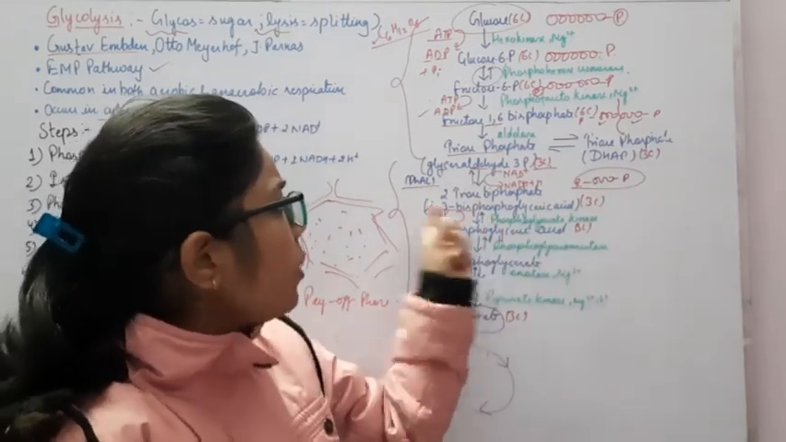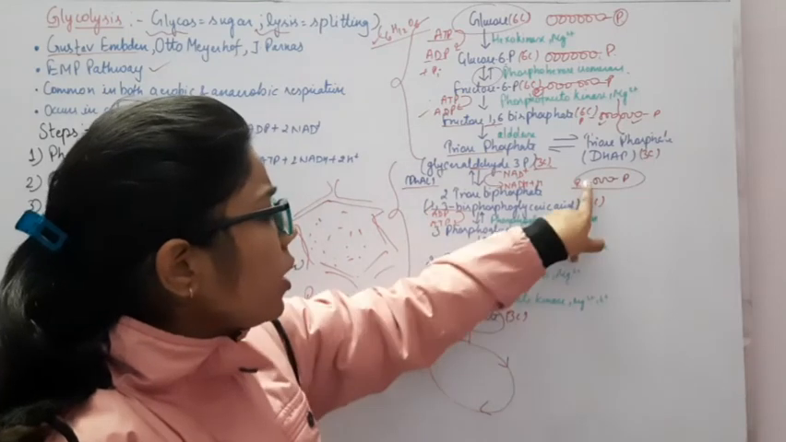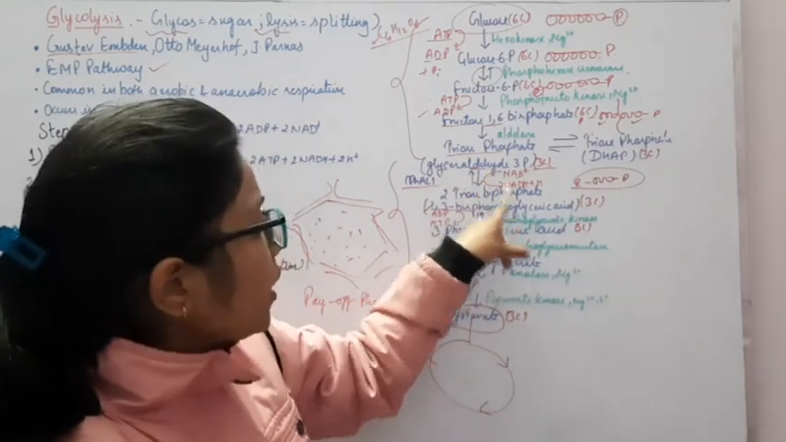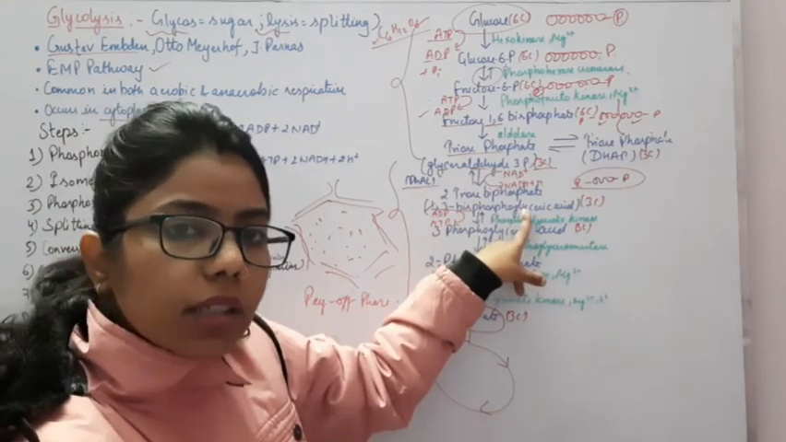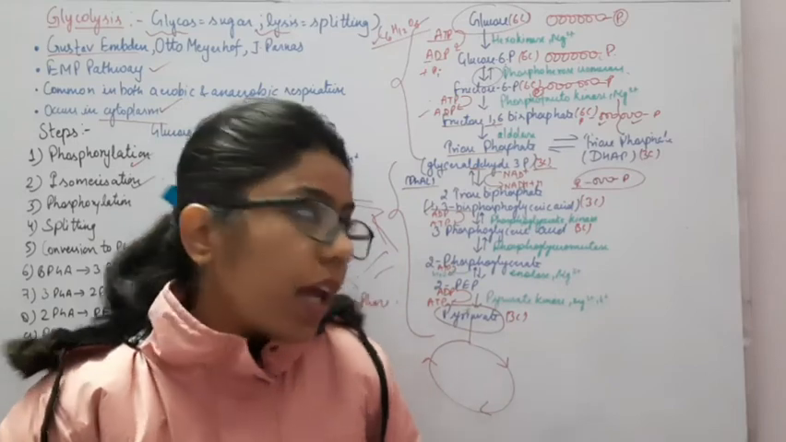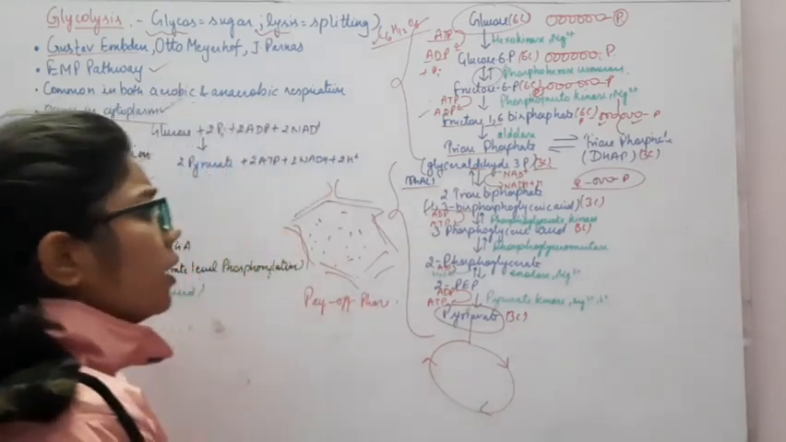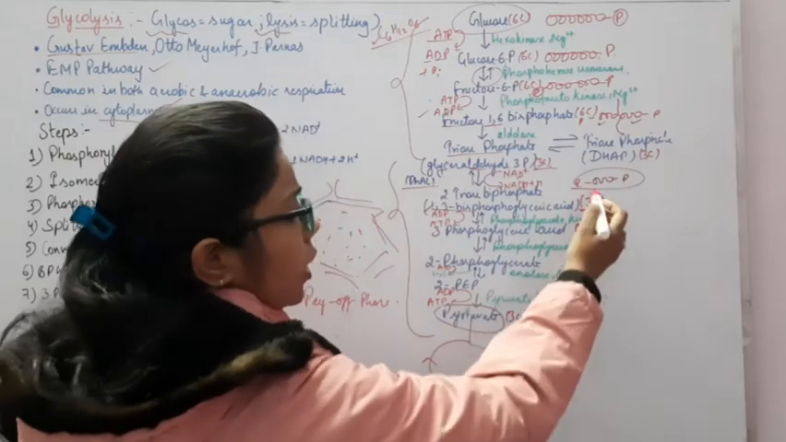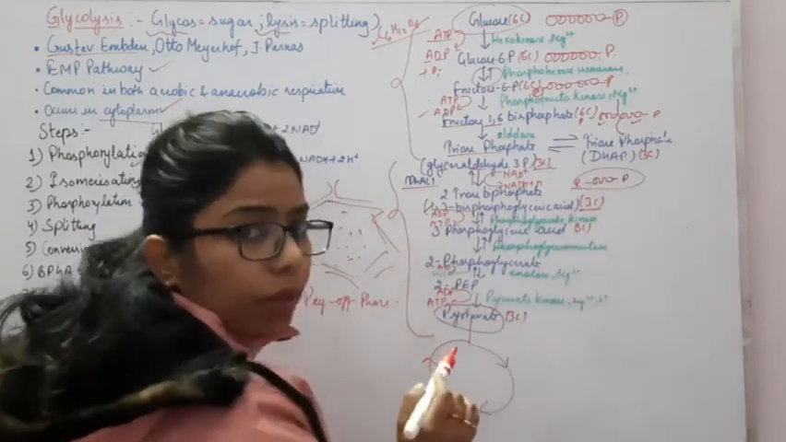So what will it become? It will become the 1,3-bisphospho, and we have converted this aldehyde into acid. So it will form the glyceric acid. So what is it there? 1,3-bisphosphoglyceric acid, right? And here it is what? It is again a 3 carbon compound. Okay, you can see that again it is a 3 carbon compound.